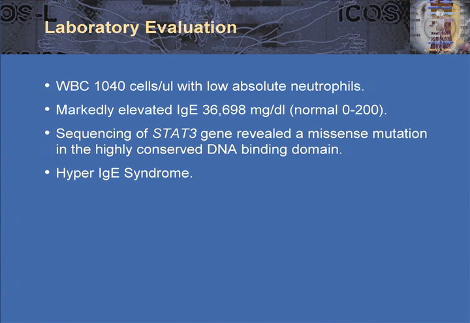In terms of laboratory evaluation, the patient had a low white blood cell count of 1,040 with low numbers of absolute neutrophils in the white blood cell count. He had a markedly elevated IgE level. Sequencing of the transcription factor STAT3 gene, and I'll explain the importance of this later, revealed a missense mutation in the highly conserved DNA binding domain. And all of these clinical features, as well as these laboratory tests, supported a diagnosis of what's known as hyper-IgE syndrome.